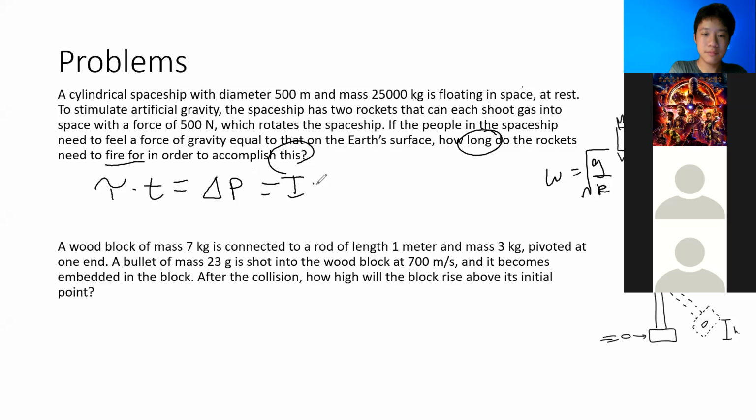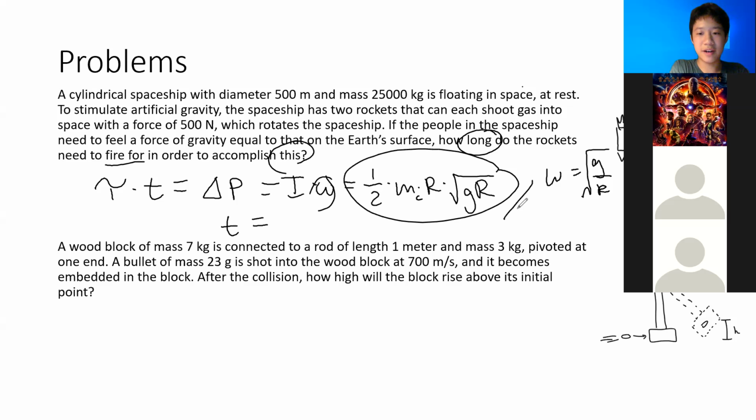So now let's plug this into momentum. Momentum equals I times w. What is the I? Well, since the spaceship is so big and so massive, we can basically neglect the masses of the people. So we'll just take the inertia of the spaceship. So this is a cylinder, 1/2 times M R squared, M cylinder, R squared, and then we multiply this by w, which is the square root of g over r. Simplifying a little bit, I think we're going to have R times the square root of g R, okay? So now we combine these together, we get time will equal all of this divided by the torque that the rockets can apply.